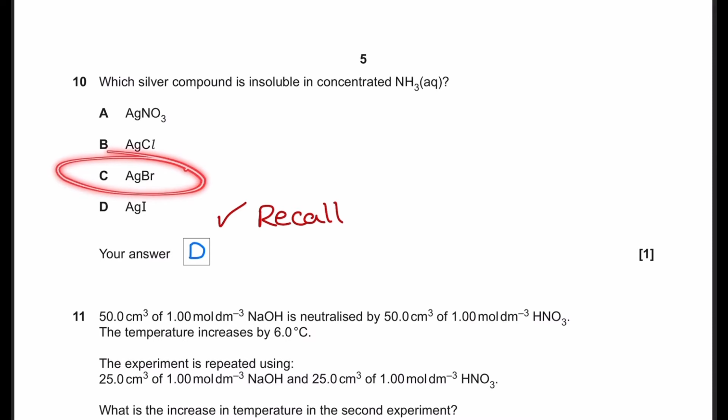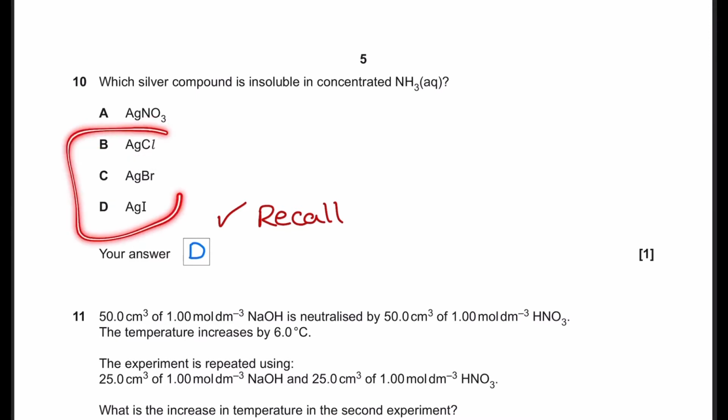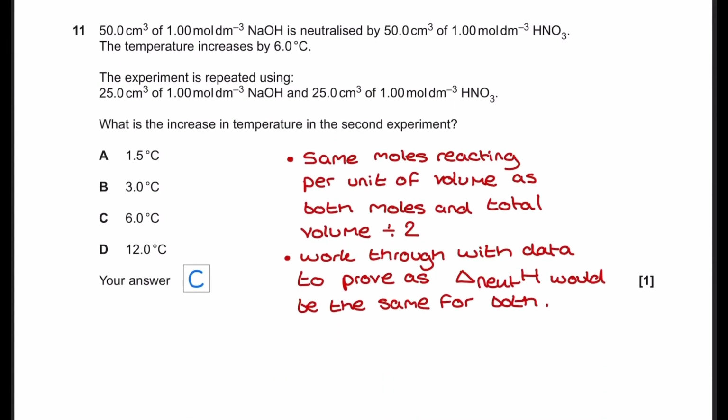AgBr is soluble in concentrated ammonia, as is AgCl, and then just the AgCl from this silver halide selection, just these three here, just the AgCl is soluble in dilute ammonia solution. The AgNO3 is soluble in all concentrations of ammonia, and we're assuming that based on its solubility in water. Moving on to question 11.